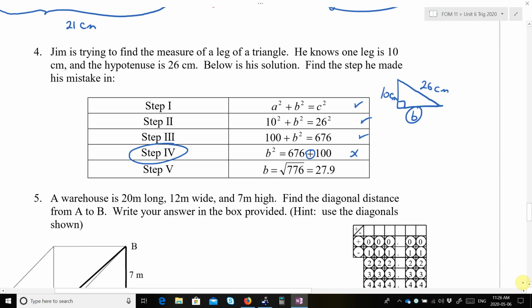Okay, so that's kind of like his first mistake, because if that's wrong, then step 5 would be wrong as well. But it's all good.